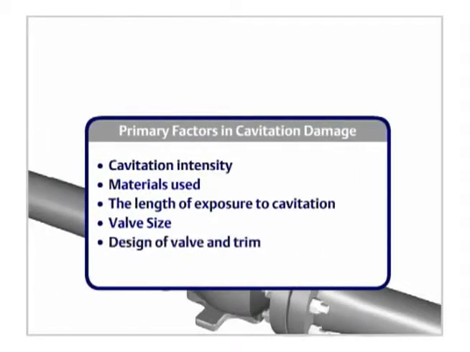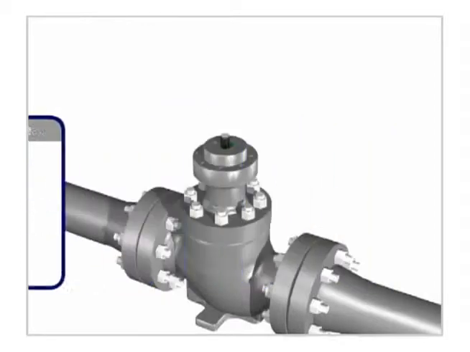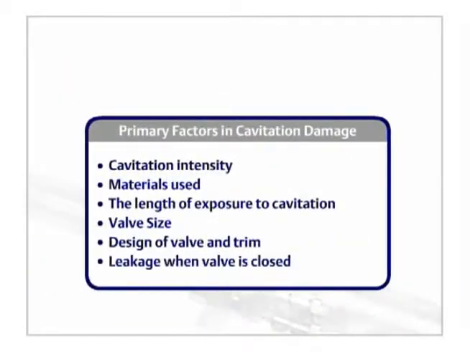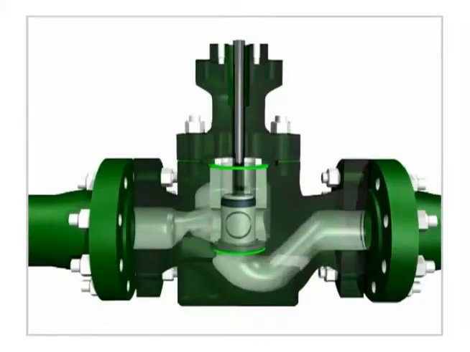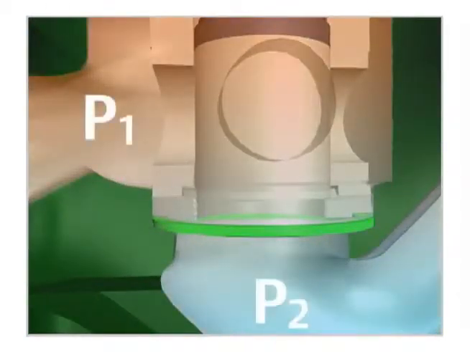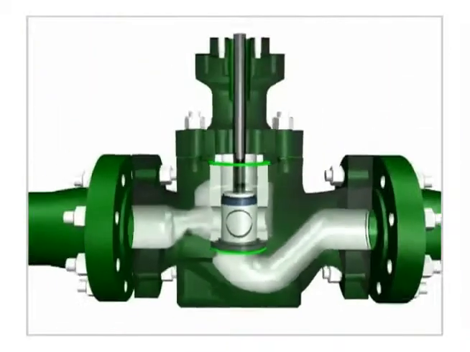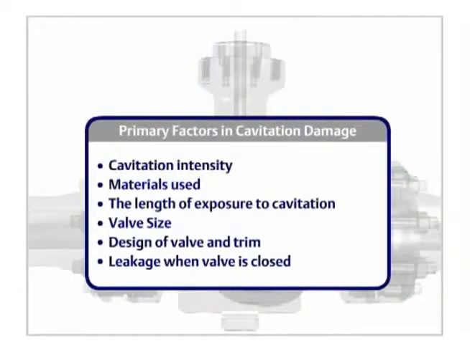The design of the valve and trim in the area of cavitation. High recovery ball and butterfly valves are more susceptible to cavitation damage. If there is leakage occurring when a valve is closed, fluid leakage moves fluid from a high-pressure area to a low-pressure area, which results in cavitation and potential damage. Cavitation damage can be reduced by altering or accommodating any of these factors.